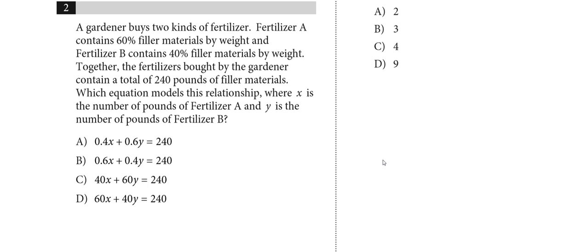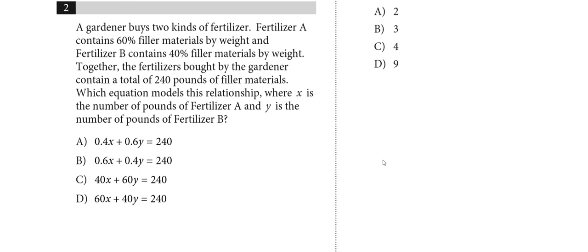A gardener buys two kinds of fertilizer. Fertilizer A contains 60% filler materials by weight, and fertilizer B contains 40% filler material by weight. Together, the fertilizer bought by the gardener contains a total of 240 pounds of filler material.